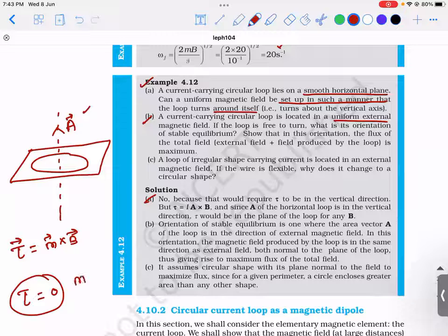Torque is mB sin theta. To make it zero, when current and area are there, you can never make the magnetic dipole moment zero, and the magnetic field cannot be zero. So only theta can be made either 0 degrees or 180 degrees. If you make it zero, it is stable equilibrium. If you make it 180, it is unstable equilibrium. So they have presented the same thing in a different way. They spoke about the area vector and other things.